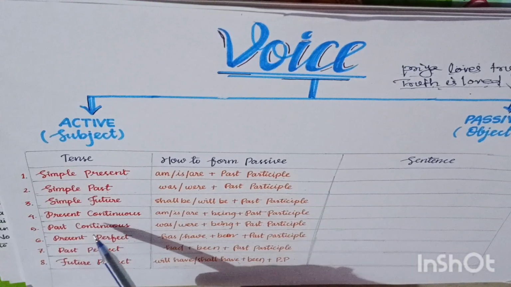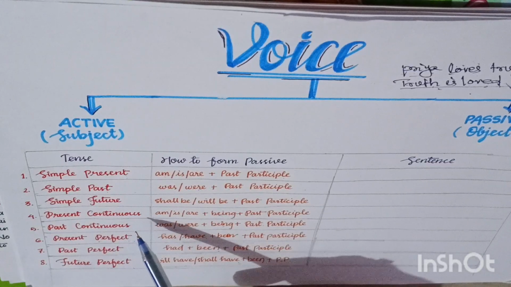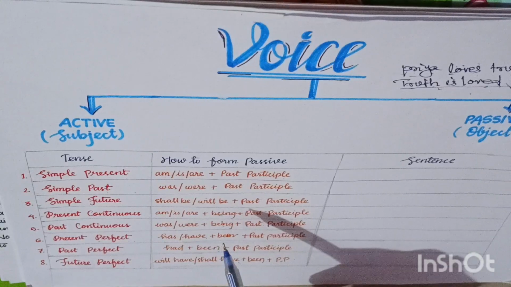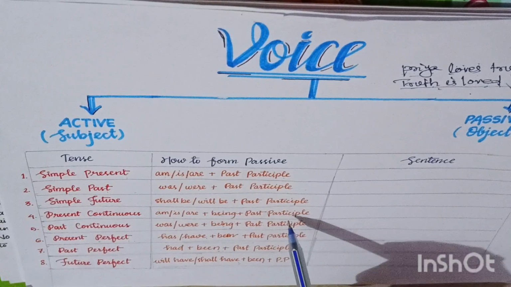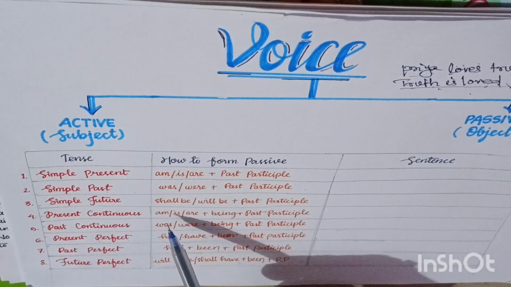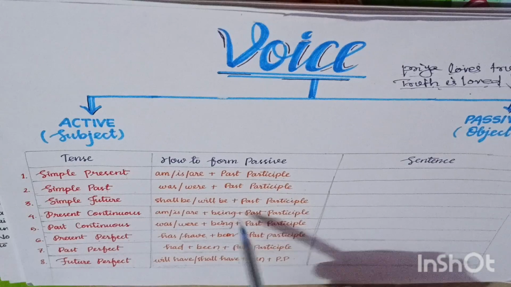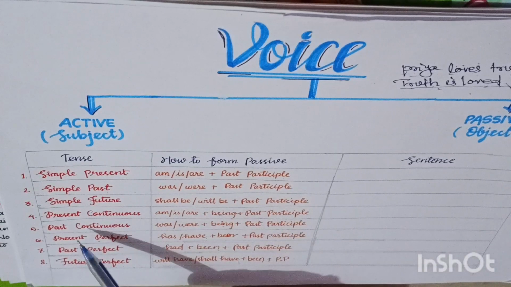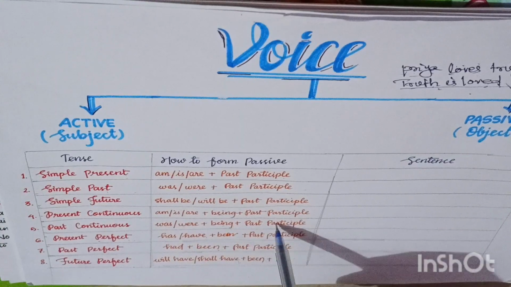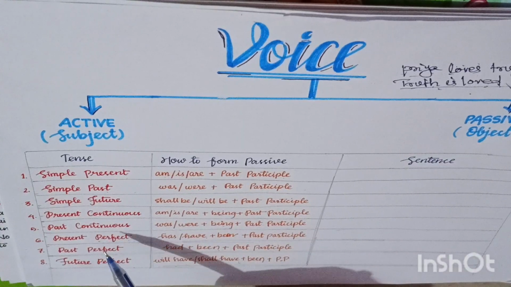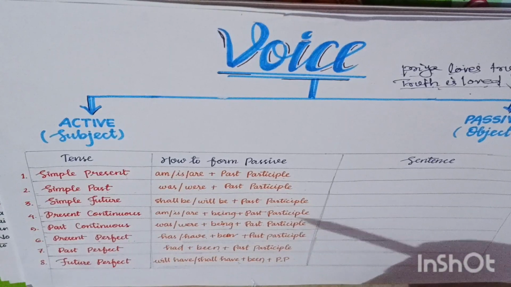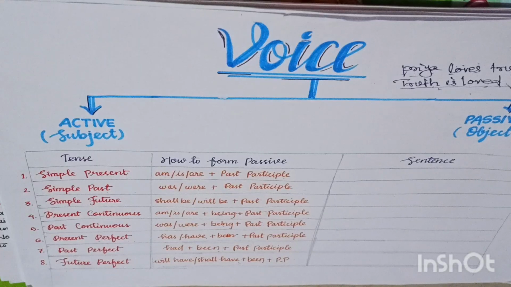Then continuous form. When the active voice is in continuous, we use the same continuous form helping verbs plus being plus past participle. Present continuous: helping verb am, is, are plus being plus past participle. When the active voice is in past continuous, then was, were plus being plus past participle. Similarly, future continuous: will be, shall be plus being plus past participle.